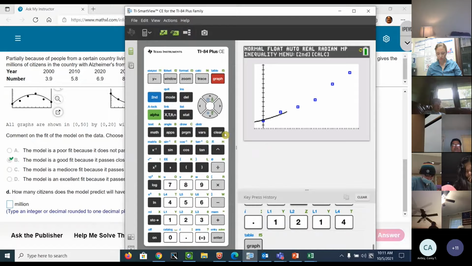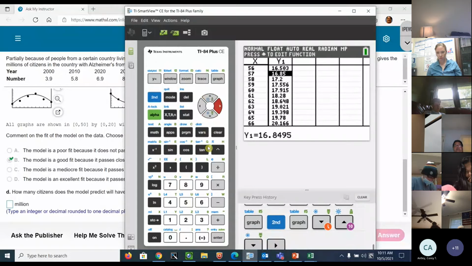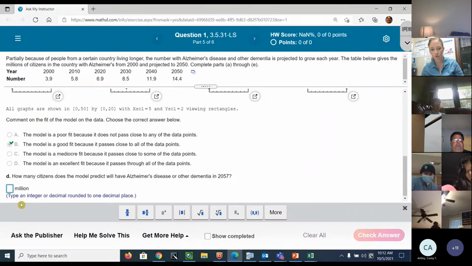And they want to know 57. Now you can hit table and find 57. And in 2057, we got around 16.85 million. So 16.85 million. Should that be 16.8 or 16.9 million?